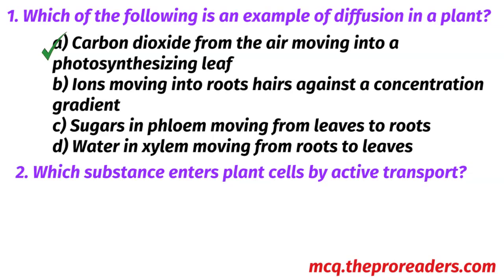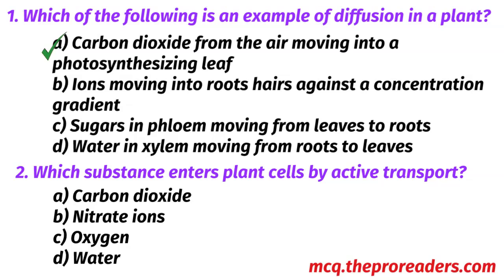Which substance enters plant cells by active transport? Carbon dioxide, nitrate ions, oxygen, water. Option B, nitrate ions is the correct answer.